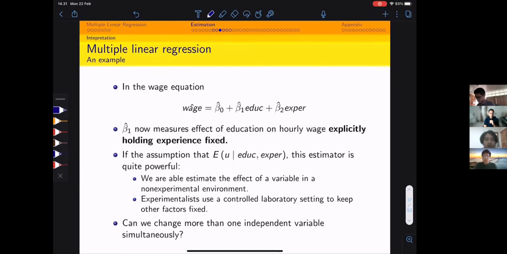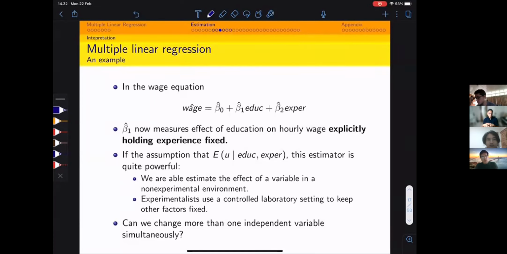experimentalists use a controlled laboratory experiment to keep other factors fixed. Now, if we're able to control for a variable, it means that this variable does not change, and the only variable that changes is the variable of interest. So for example, if we're looking at the effect of education on wages and we control for experience, then we're actually comparing people with the same experience but different levels of education. So that's what we mean by controlling for experience, okay?